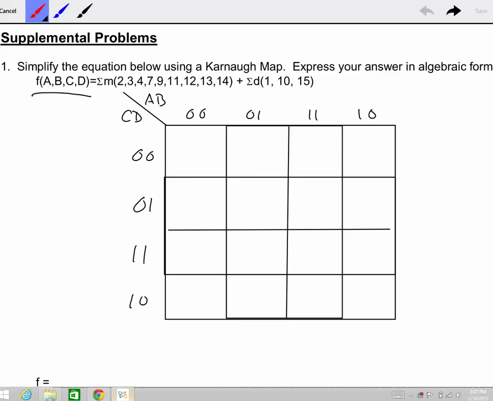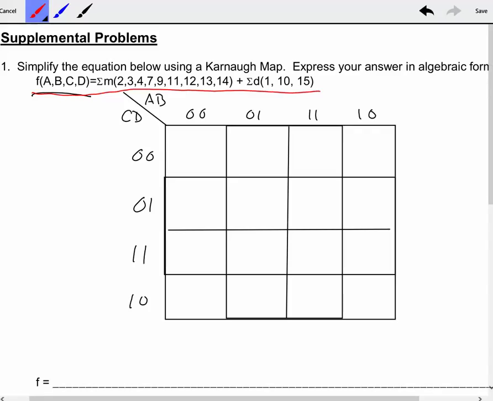Okay, so let's take a look at a four-variable Karnaugh map in which we have a function f, which is in numerical form. So these are the minterms of that function, and these are the don't cares right there. I'll show you what those mean in the Karnaugh map in just a moment. Our goal is to find the minimum solution and therefore the smallest circuit.